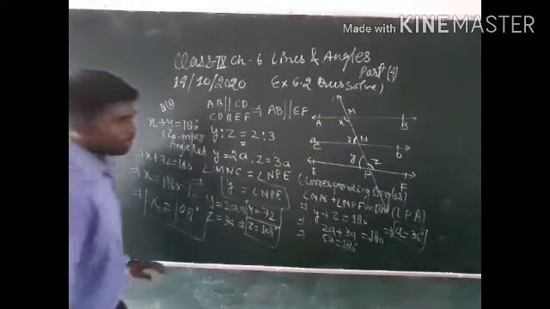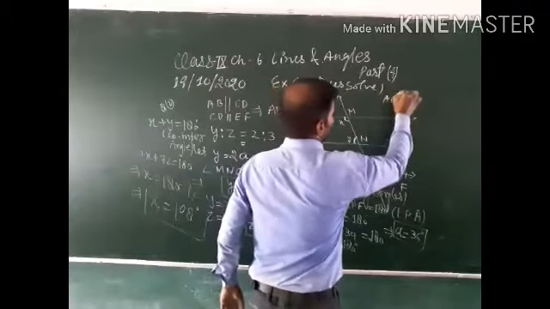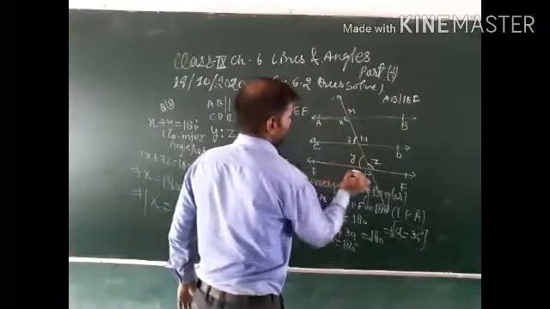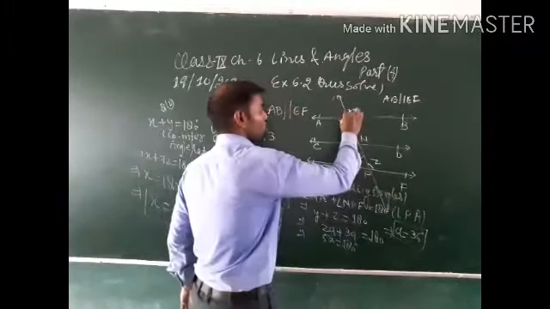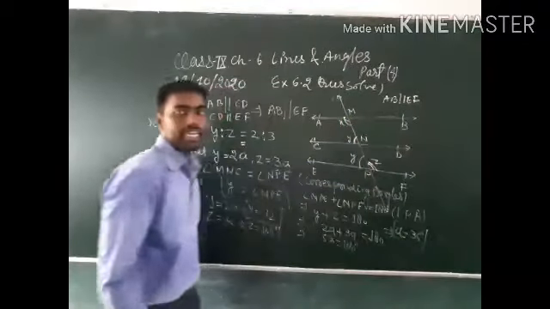And here, angle AD is parallel to EF, and this is the transversal line. So this angle is equal to this angle. How? Alternate interior angles.